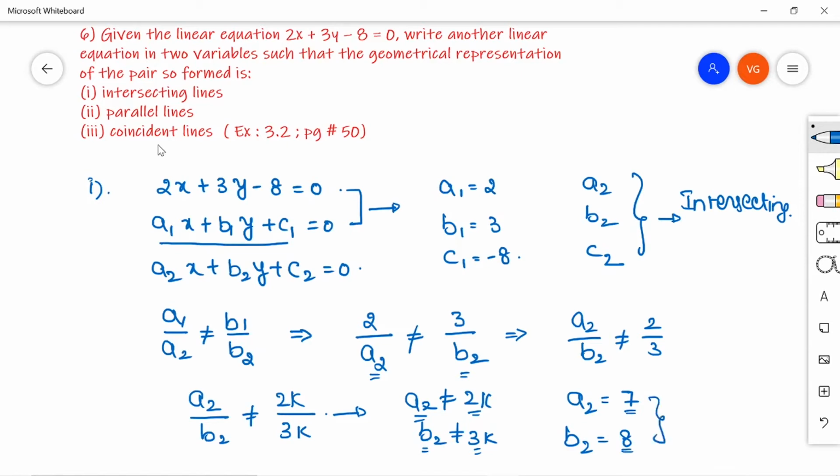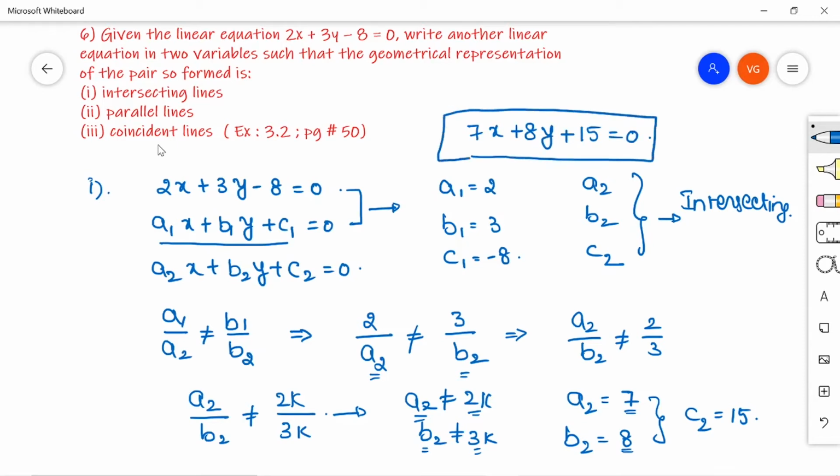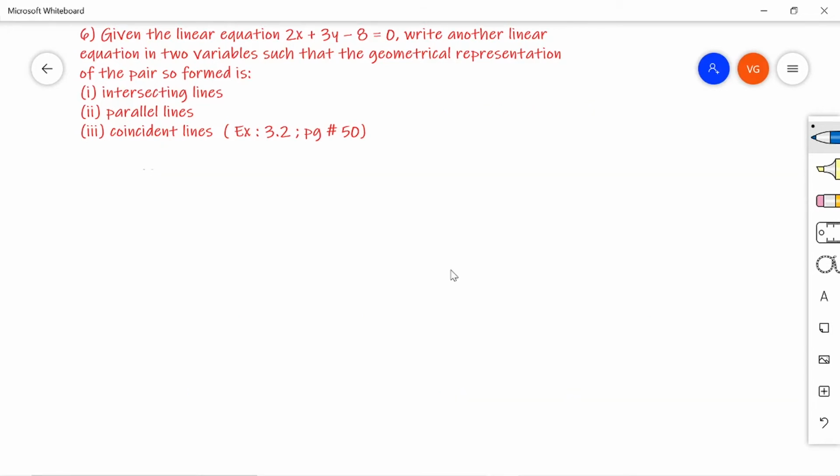So for c2 we can take any number. There is no condition for this. Let me take c2 is equal to 15. Now write the linear equation of that form: 7x plus 8y plus 15 is equal to 0. So this is a linear equation that will intersect with the given line 2x plus 3y minus 8 is equal to 0. Now we will consider the second condition, that is parallel lines.